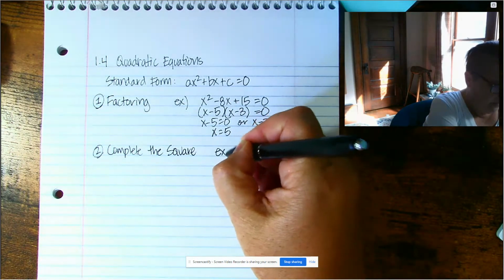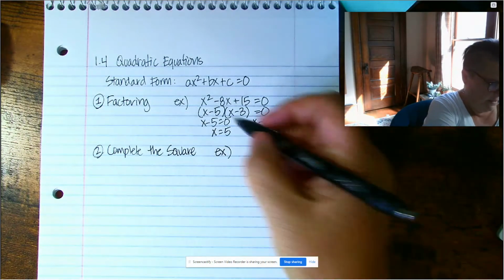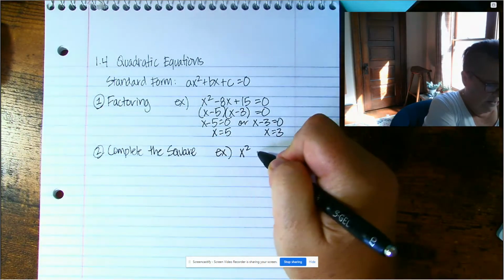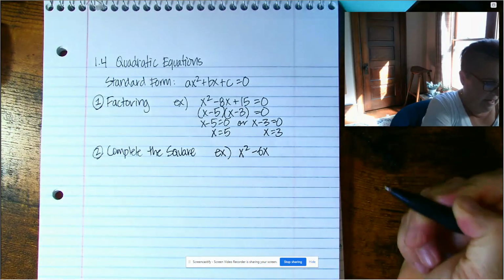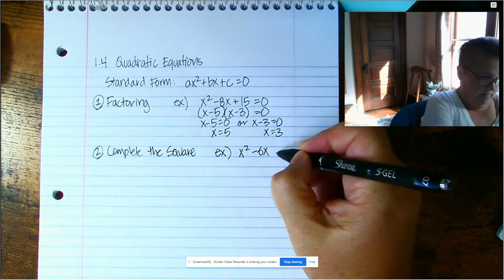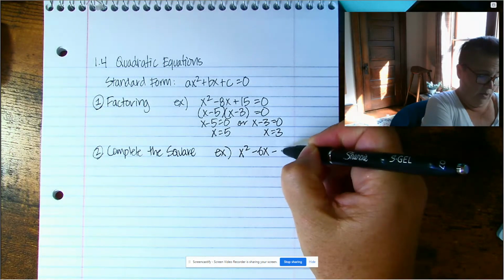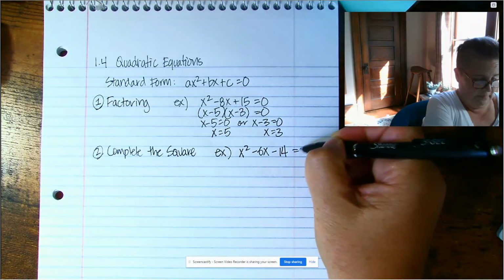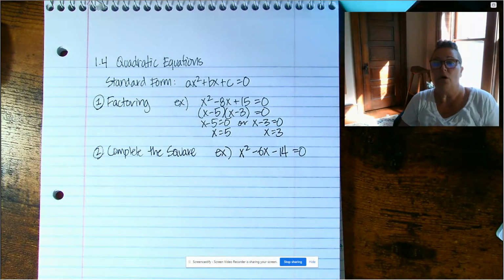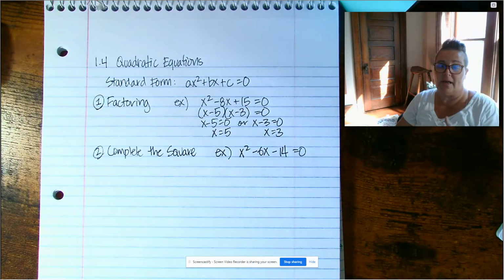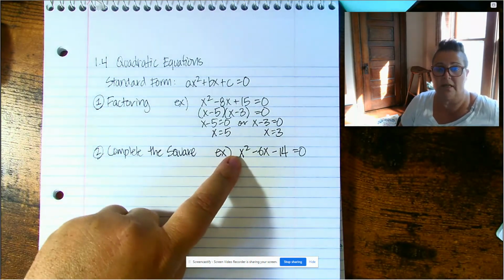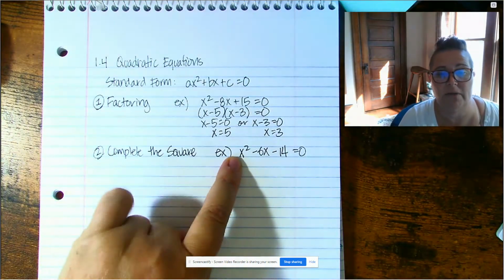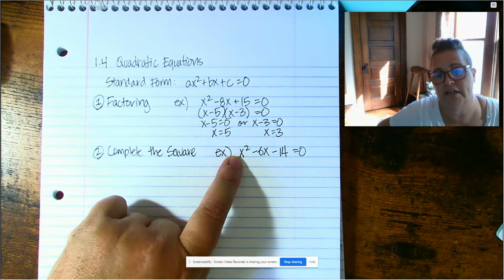So here's an example where it would be a good idea to complete the square. Here I've got x squared minus 6x minus 14. When I look at this problem, I notice a couple of things. First of all, it's a good candidate for completing the square because there is no leading coefficient.